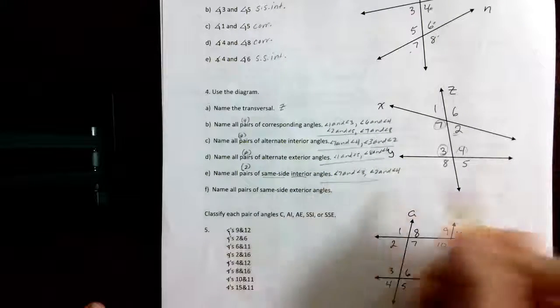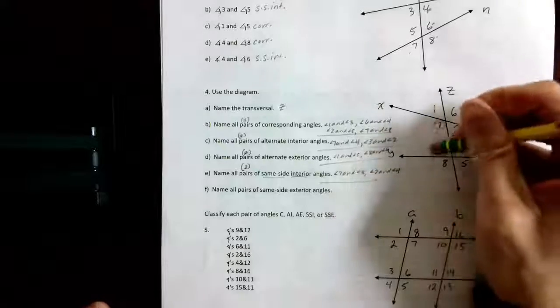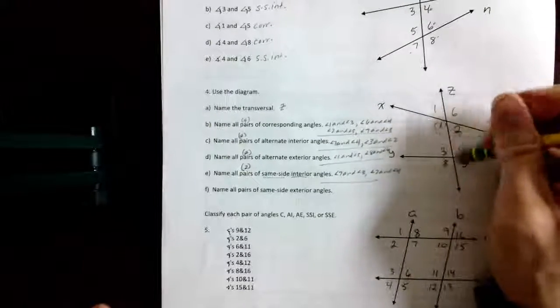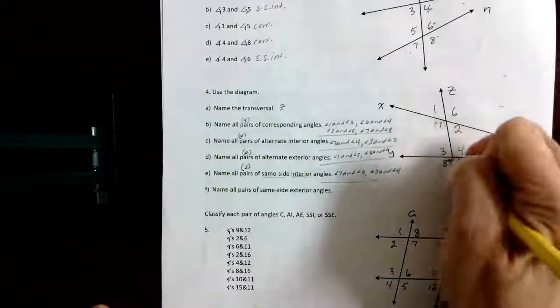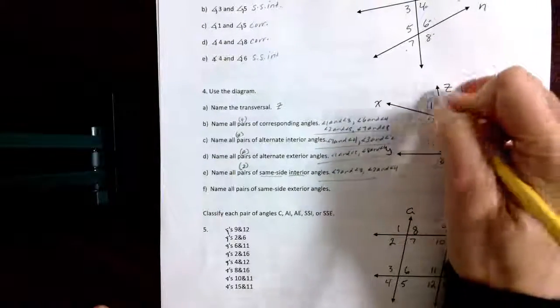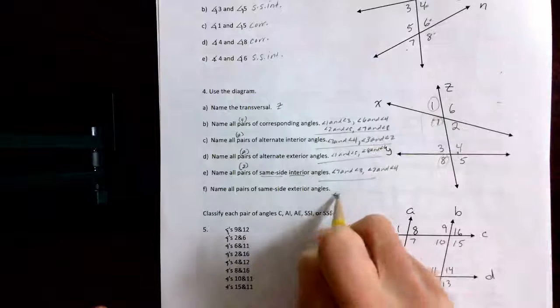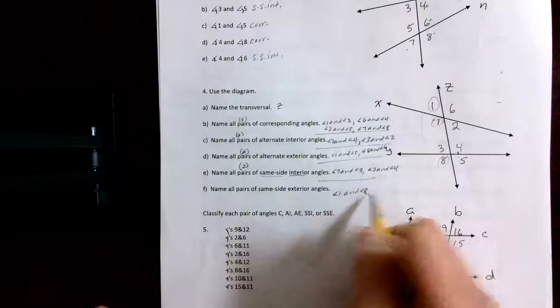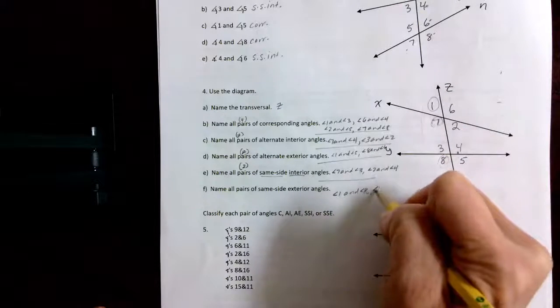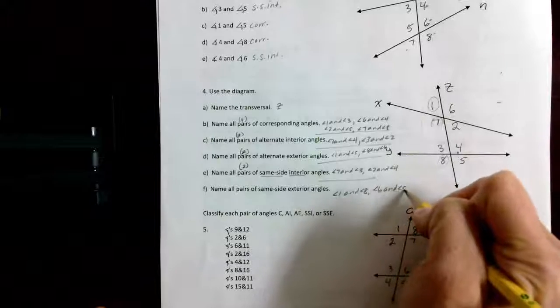Okay, that last one, same side exterior, so same side of the transversal on the outside. That's going to be like angle 8 and angle 1. They're on the same side of the transversal. They're on the outside of these 2 lines. So angle 1 and angle 8. And then the last one would be angle 6 and angle 5.